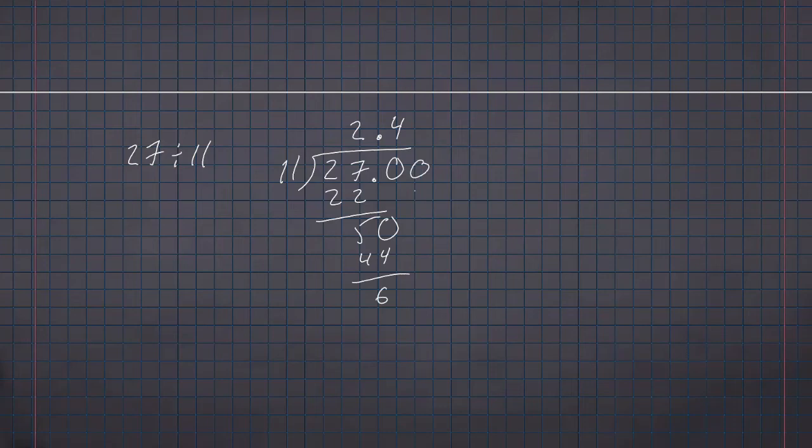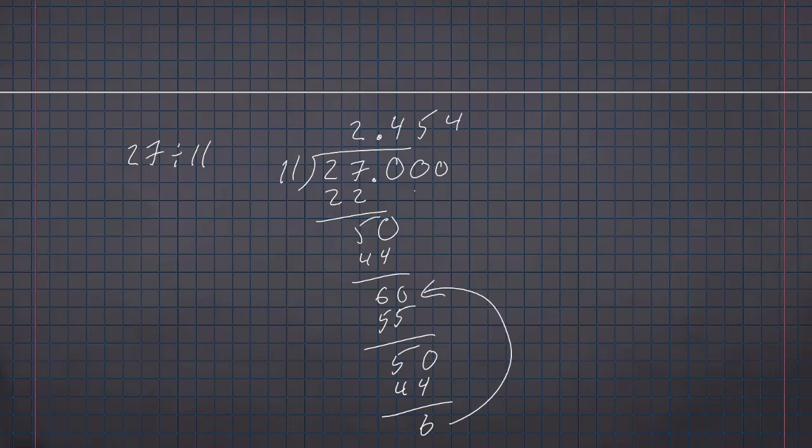Put in another 0 so that we can drop it down. 11 fits into 60 5 times. 5 times 11 is 55. Subtract that off and you get 5. Put in another 0 so we can drop it down. 11 fits into 50 4 times. 4 times 11 is 44. Subtract that off and you get 6. We're going to see this repeating over and over again. The 2 in front is a little bit weird, and then we have a 4 5 4 5 4 5 over and over and over again.